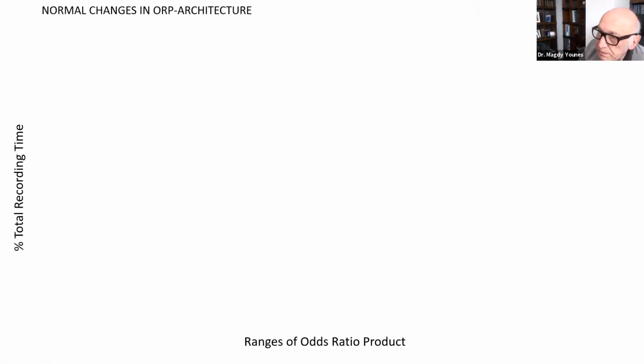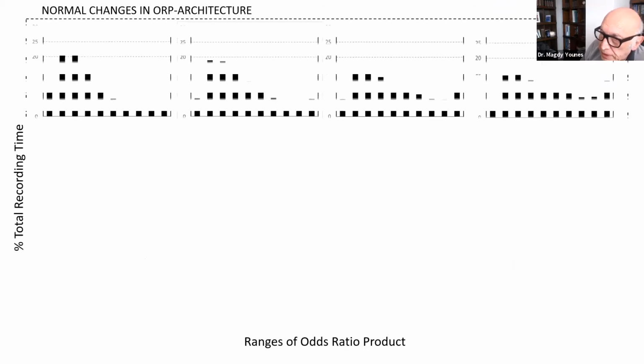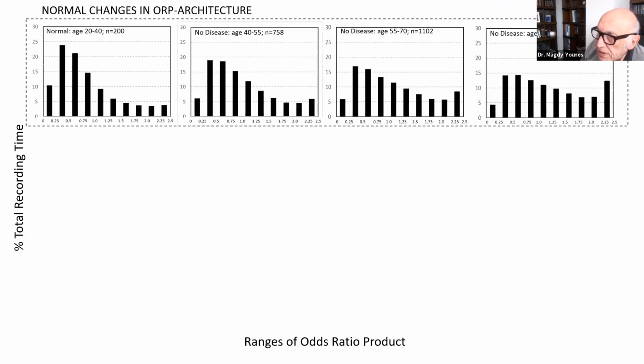Okay, now let me introduce you to what is normal using this ORP architecture. These are plots made from 200 very young people. This is the effect of demographics. So this is very young people, 20 to 40, all of them healthy. And you can see the normal distribution, some very deep sleep, mostly the second and third decile, and then it goes down to very little in the other ones.